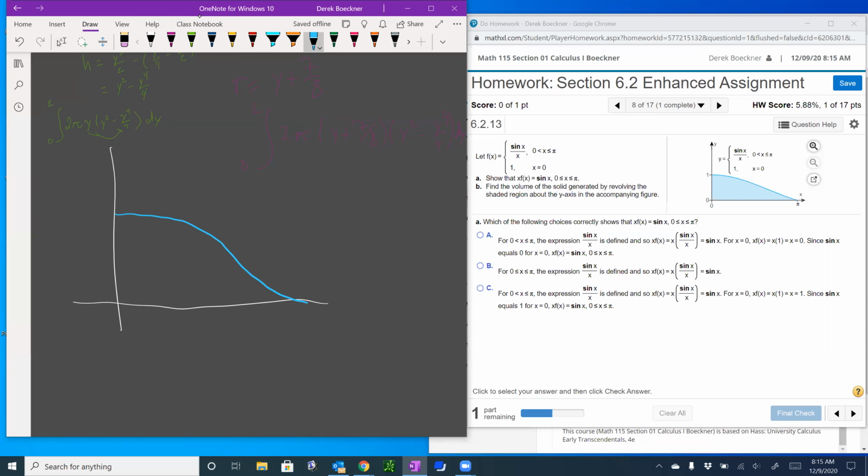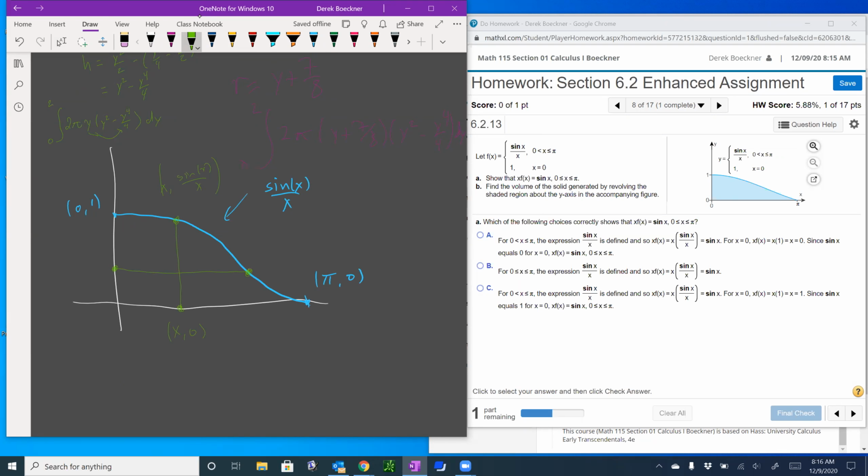Okay. I'm going to draw in a vertical strip, and I'm going to draw in a horizontal strip, and I'll show you why the horizontal strips are harder to work with here. Vertical strips, this is at x comma 0, this is at x comma sine of x over x, right?